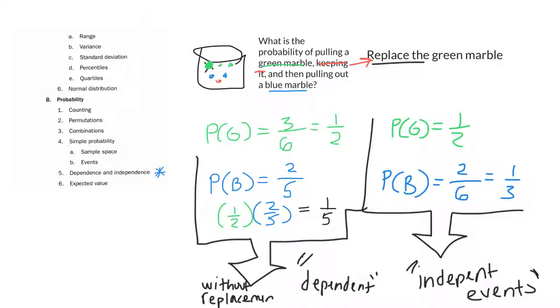All right, so dependent means that the second event or third event or the subsequent event is affected by what came before. The probability depends on what came before. And independent means the probability of both of these things are treated as separate, independent, isolated entities, because what happened here does not affect this one, namely because we replaced the green marble. Hopefully that makes sense.